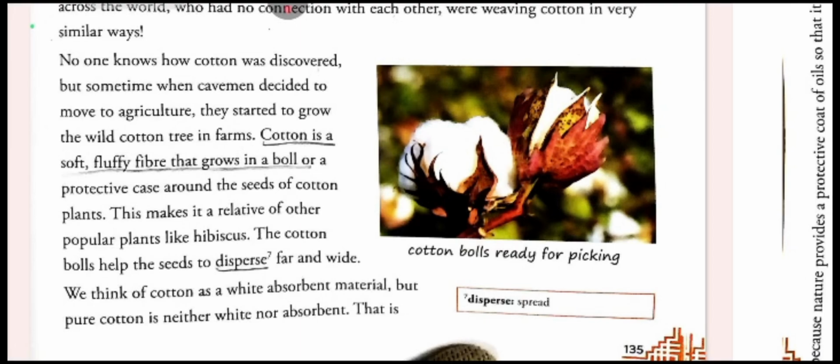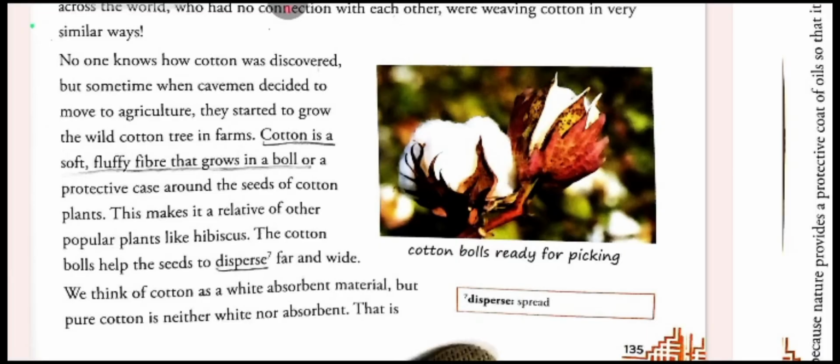So, what is cotton? Cotton is a soft, fluffy fiber that grows in a ball or a protective case around the seed of the cotton plant. On the cotton plant there are seeds, and around the seeds there is a soft, fluffy cotton ball. This makes it a relative of other popular plants like hibiscus. So cotton plants and hibiscus plants have a similarity.